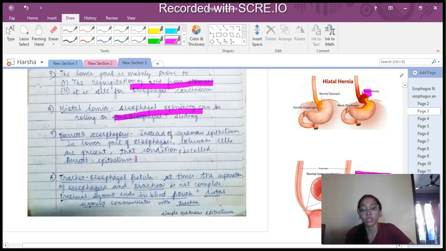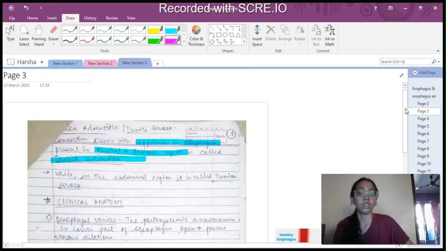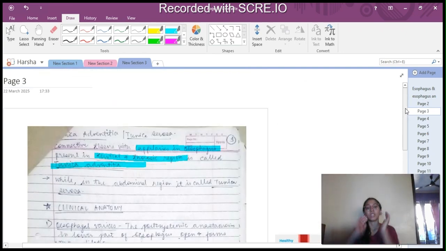And then the tracheo-esophageal fistula. At times, the separation of esophagus and trachea is not complete, and the proximal end ends in a blind pouch. So these are all the clinical anatomy related to the esophagus, and it is important to end the answer of any viscera with this clinical anatomy.